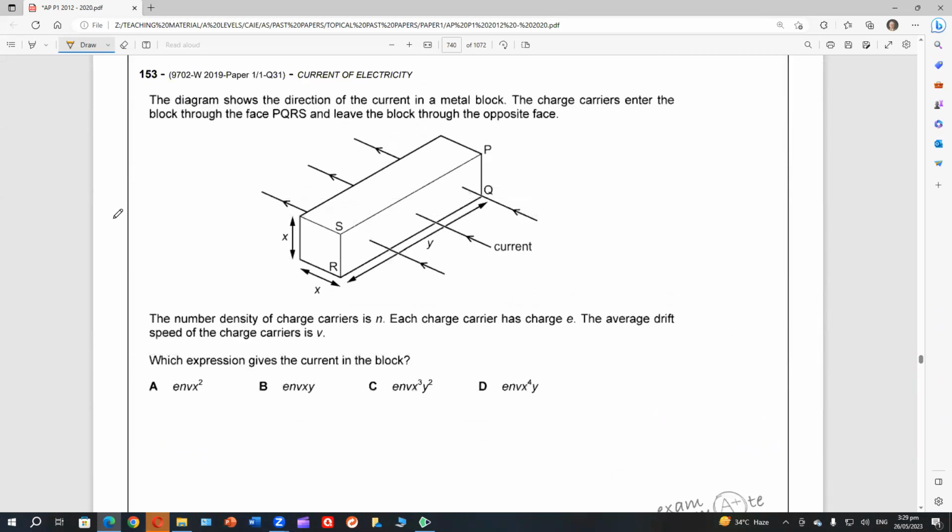Now, the diagram shows the direction of the current in a metal block. The charge carriers enter the block through the face PQRS and leave the block through the opposite face. The number density of the charge carrier is N. Each charge carrier has charge E. The average drift speed of the charge carrier is V. Which expression gives the current in the block?